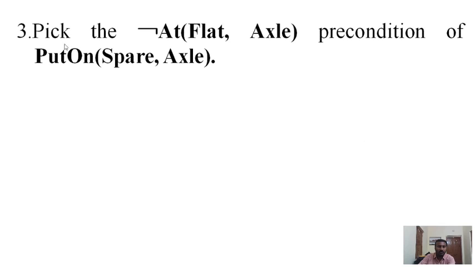So the third point: pick the negation At(Flat, Axle). That means the flat tire is on the axle. This is the precondition of PutOn(Spare, Axle). For this condition, this is the precondition, so it may be flat or may not be flat. That's why we have given the negation here.